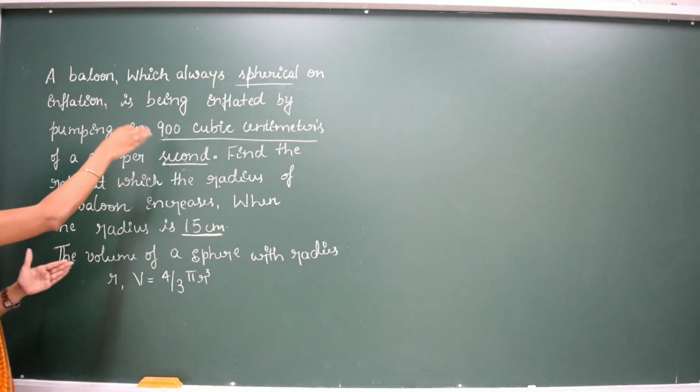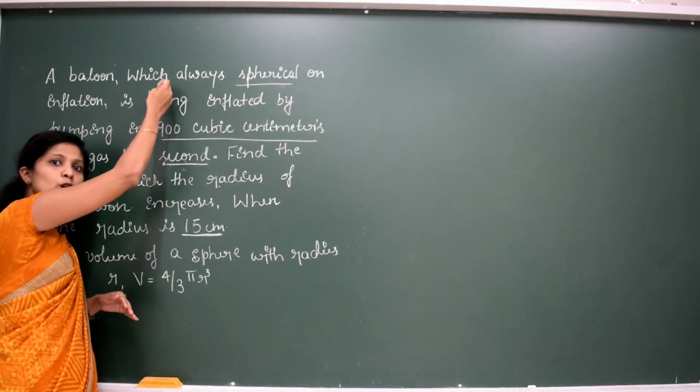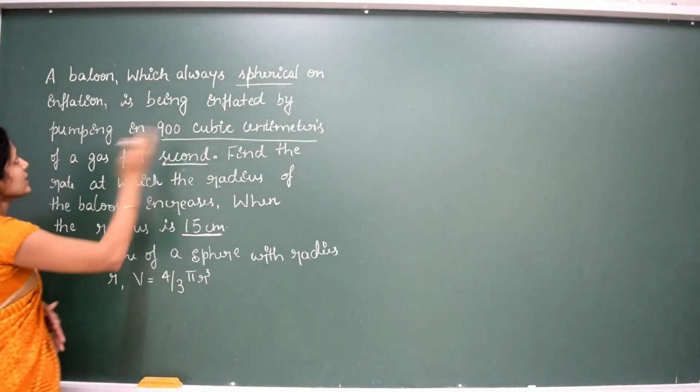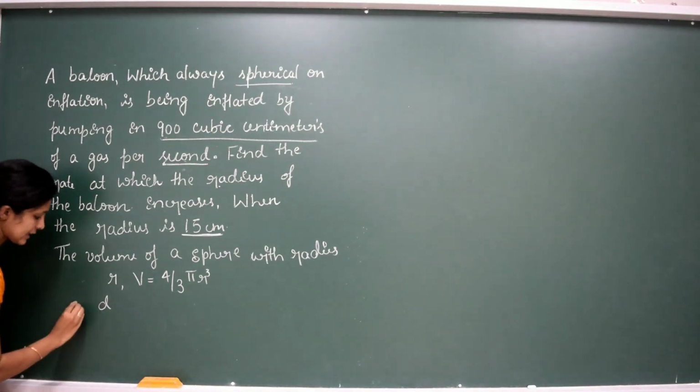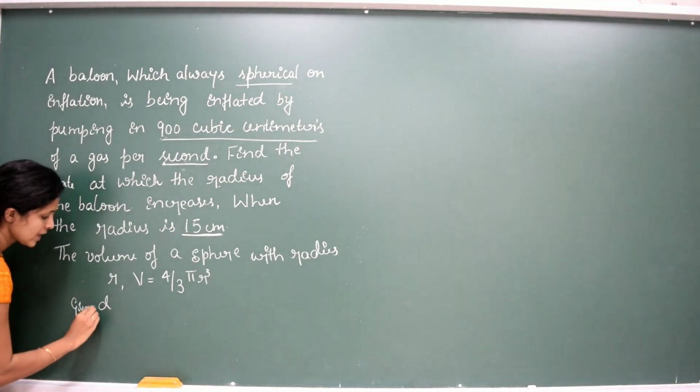Now what is given? As I told you, rate of change of a volume of a sphere with respect to the time is given. So it is given that, what is given?